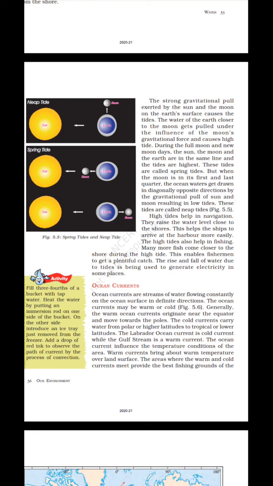These tides are called spring tides. But when the moon is in its first and last quarter, the ocean water gets drawn in diagonally opposite directions by the gravitational pull of the sun and moon, resulting in low tides. These tides are called neap tides.